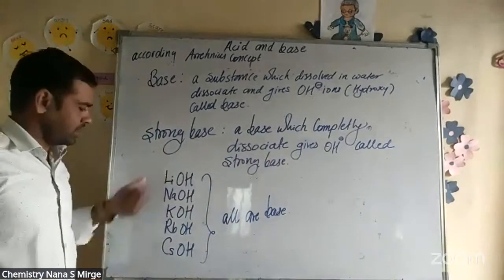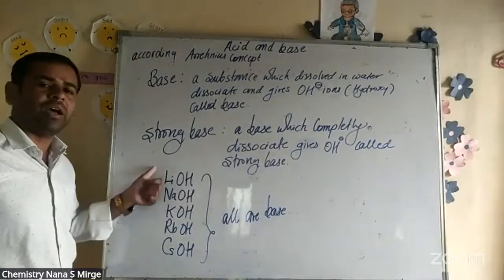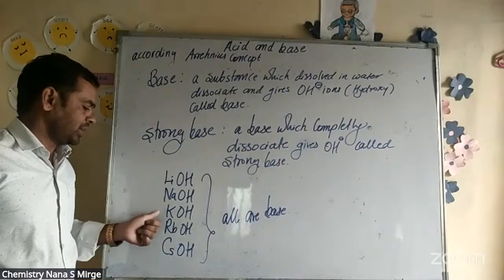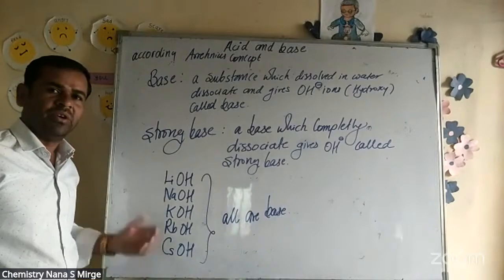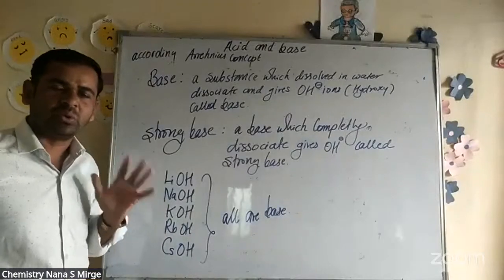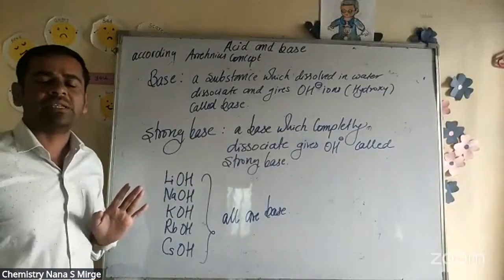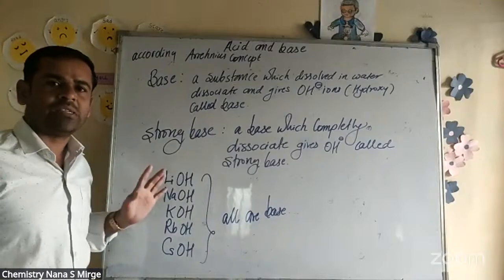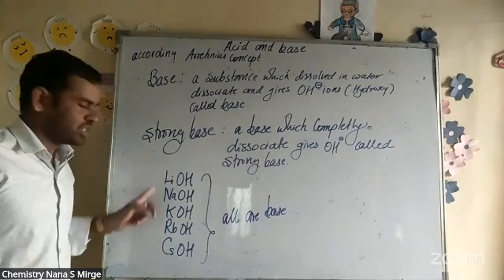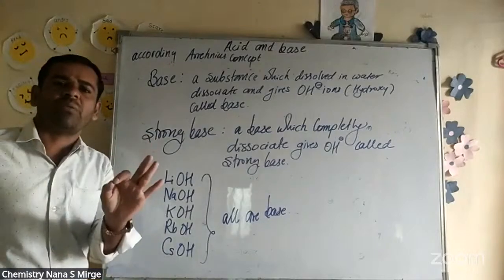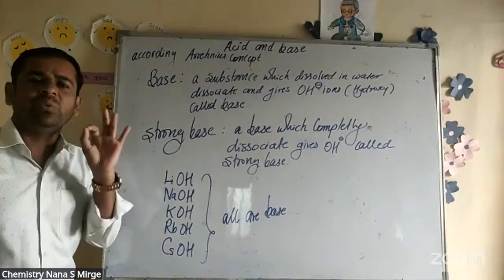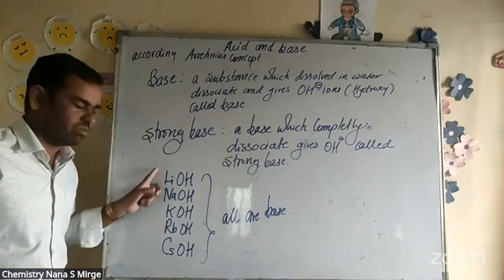मतलब इनमें से अब देखो, ये सब एक ही ग्रुप के बेस है. Lithium, sodium, potassium, rubidium, cesium. They all belong to the same group. So my question to you: which one is a strong base and which one is a weak base? Can you guess? Give me the answer in the chat box.